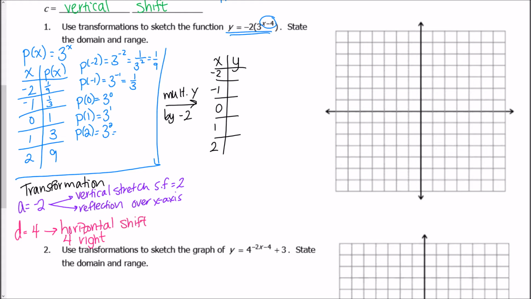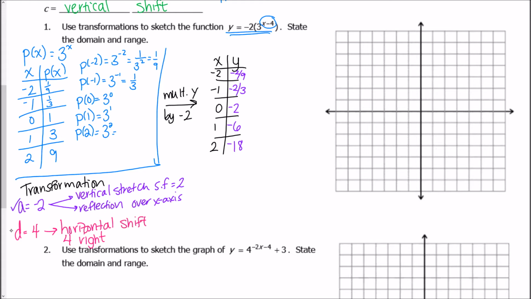Okay, and then I'm going to multiply all of my y values here by -2. So when I multiply 1/9 by -2, I get -2/9. When I multiply 1/3 by -2, I get -2/3. 1 times -2 is -2, 3 times -2 is -6, and 9 times -2 is going to be -18. Then I'm done with this piece right here.